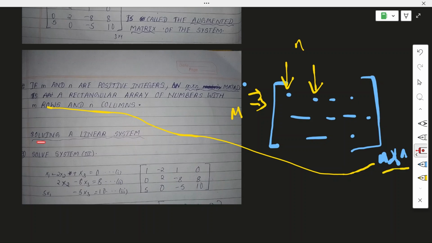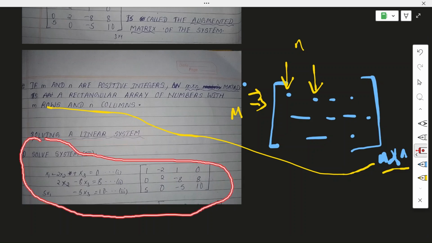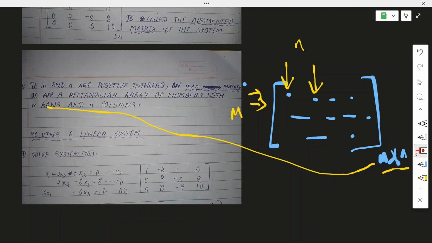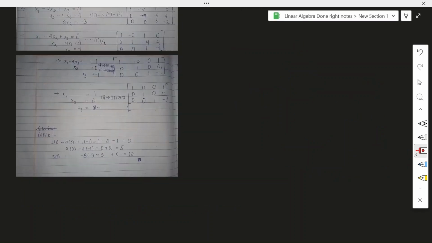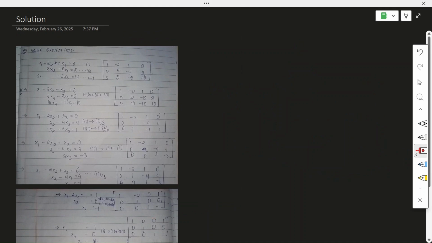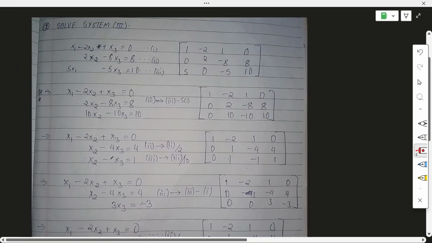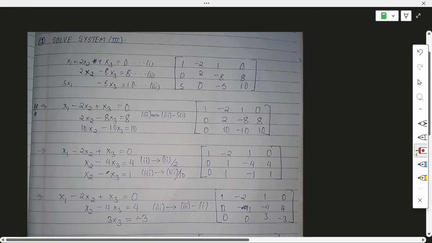Now, how do we solve a linear system? This is the first problem. I hope you will try it. I will pause, and then we will discuss it. Now the solution. I hope you solved it. If you didn't, then we will solve it together.